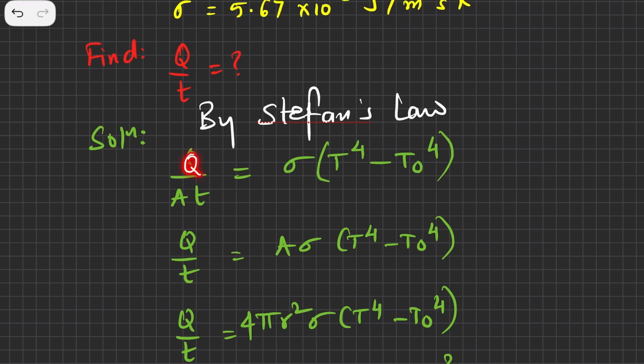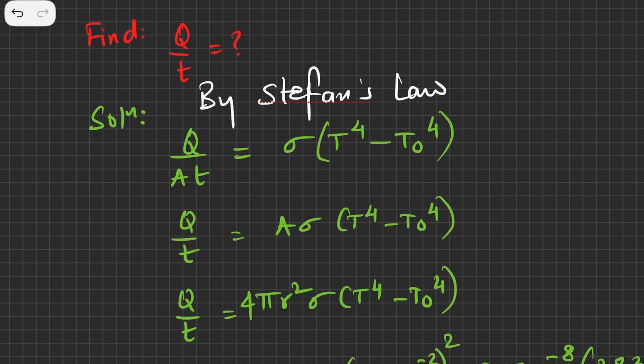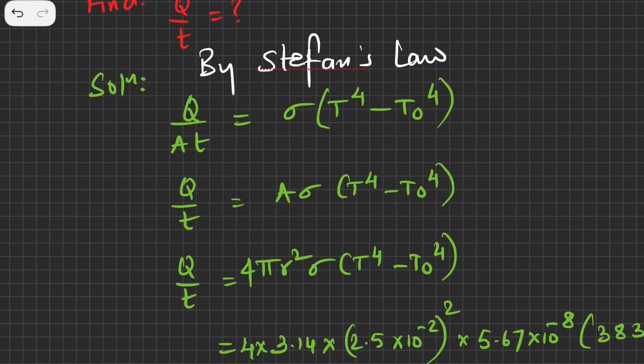So Q upon AT is equal to sigma into T raised to 4 minus T0 raised to 4. It's a tweaked Stefan's law, and Stefan's law in its original form is Q by AT equals sigma T raised to 4. But if we want to find the net loss or gain of energy, then we are supposed to do this. I have explained that in one of my previous videos. You can go through the playlist and then come back to this numerical.